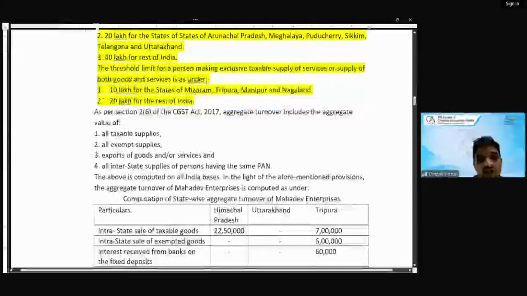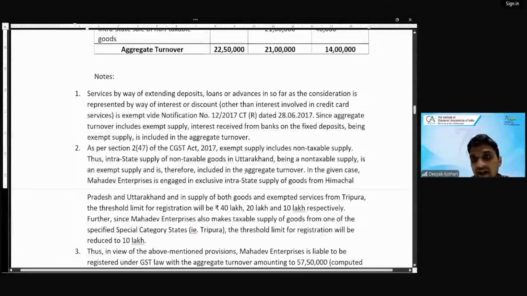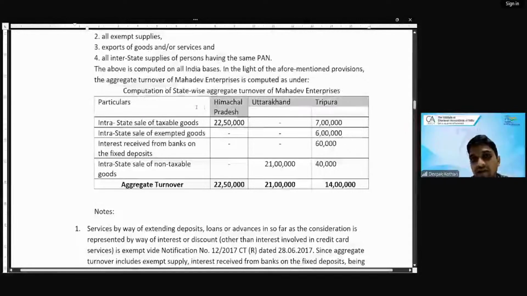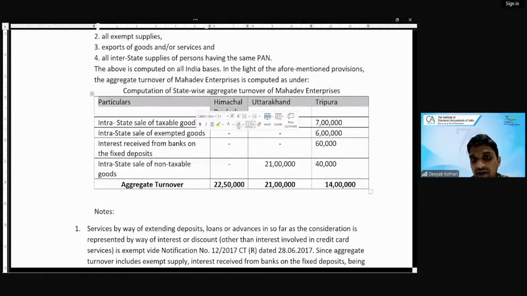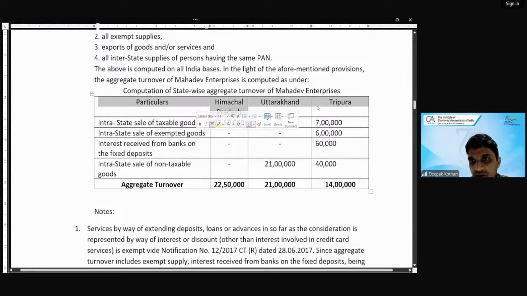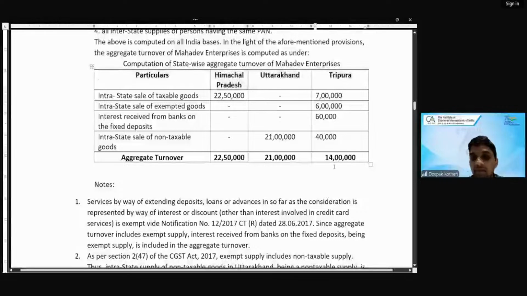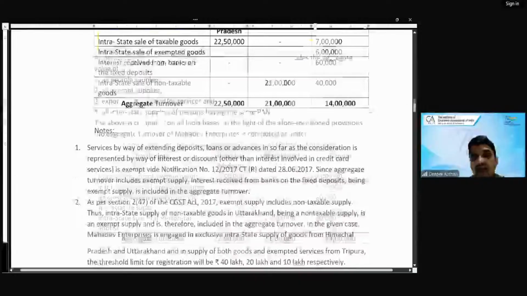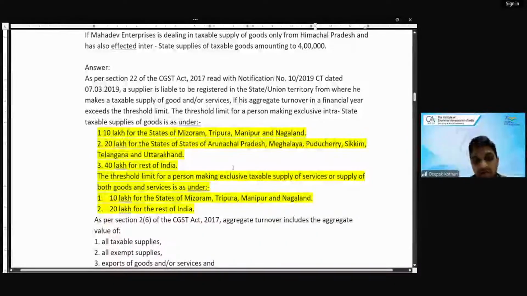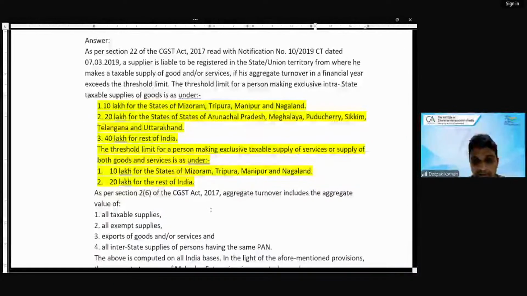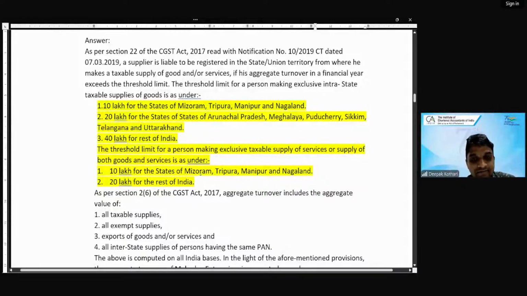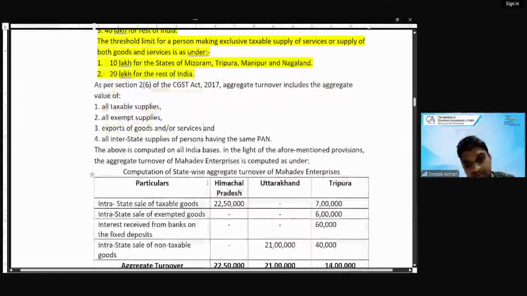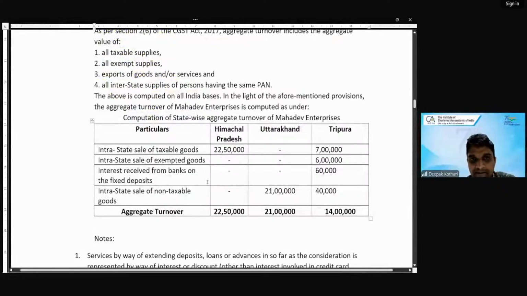You just mention what all you will include in the aggregate turnover, and mention the reason that since the supply is happening from a state where the limit is reduced to 10 lakhs, the threshold limit will be considered as 10 lakhs for all the states. So additional pointers like this are not compulsory to be given. So, sir, only the Tripura threshold limit will be sufficient for reasoning. Yes. Okay.